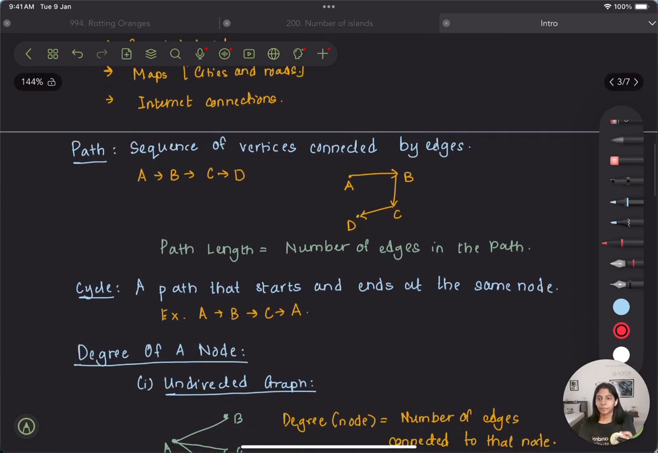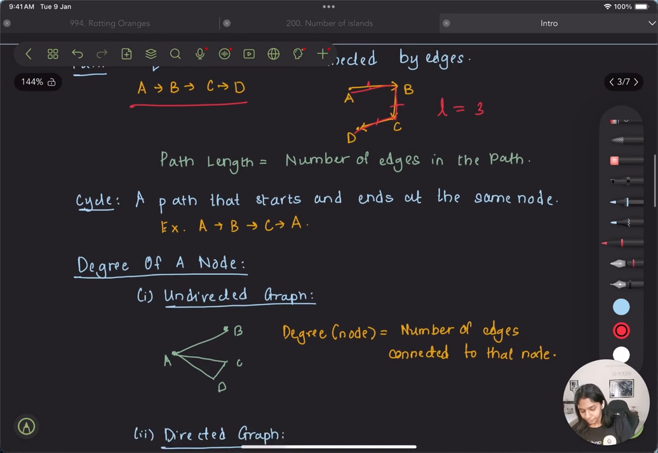Okay, so what's a path? It's a sequence of vertices connected by edges. So you have some nodes and those nodes being connected to each other. And yeah, this itself is a path. As we can see here, A to B, B to C, C to D, that itself is given, and that's a path. And the length of the path is the number of edges in the path. So the length over here is 1, 2, 3. So L is equal to 3, because you basically took 3 steps to get to the last node here.